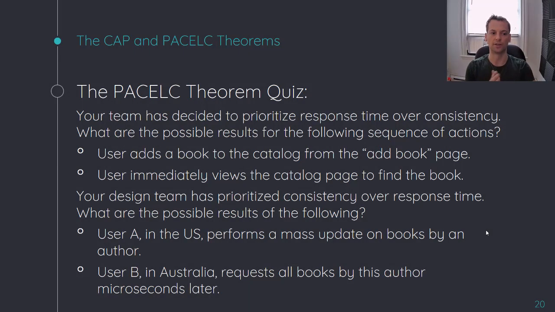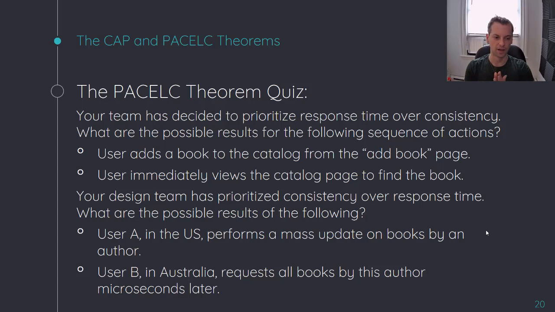So here, let's do another quiz. Your team has decided to prioritize response time over consistency. What are the possible results for the following sequence of actions? A user adds a book to the catalog from the Add Book page, and the user immediately views the catalog page to find the book. Well, simply enough, in this case, there is the possibility that the user will look at that catalog and it will not yet have been updated. They might have updated one node, but they could be retrieving their view from another node and that node has not been updated, but it will respond immediately.